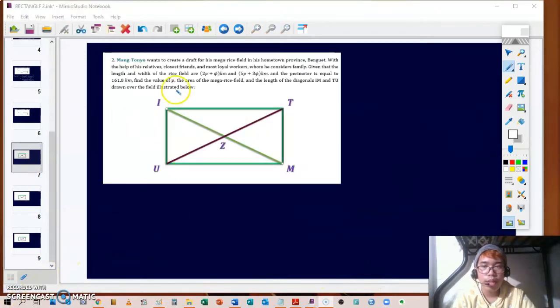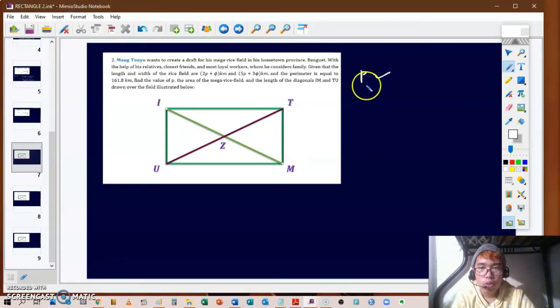So for the second problem, Mang Tonyo wants to create a draft for his mega rice field for his hometown province in Benguet, with the help of his relatives, closest friends, and most loyal workers whom he considers family. Given that the length and the width of the rice field are 2p plus phi kilometers and 5p plus 3 phi kilometers, and the perimeter is equal to 161.80 kilometers, we need to find the value of P, the area of the rice field, and the diagonals IM and TU.